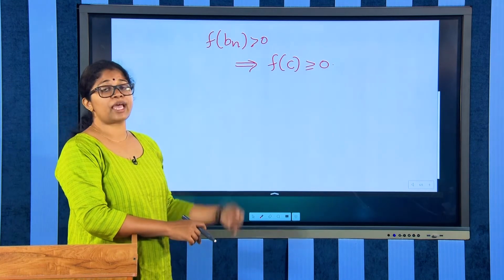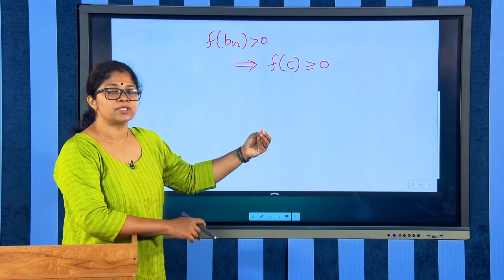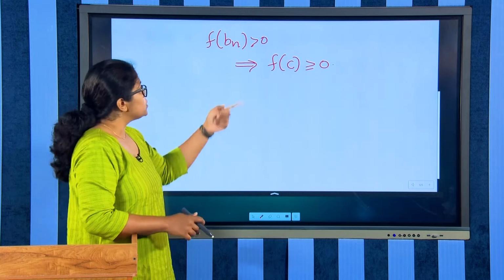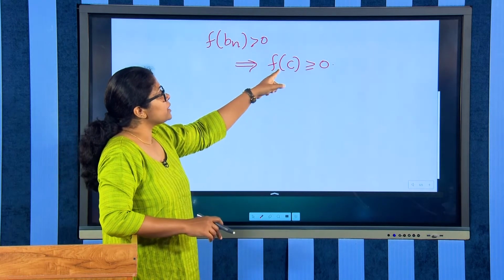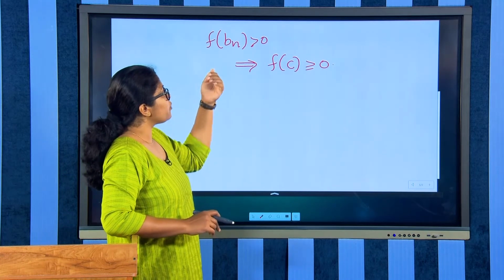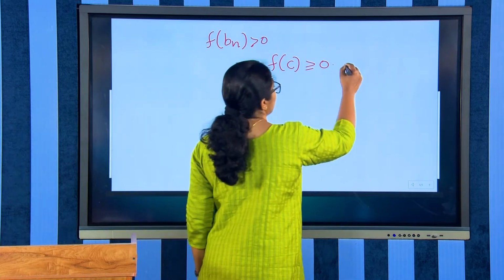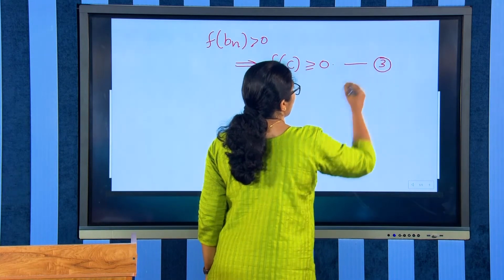For example, if we have 1 by n as the sequence, each 1 by n is positive, but the limit is 0. So f of Bn greater than 0 indicates that f of C should be greater than or equal to 0. And f of An less than 0 indicates that f of C should be less than or equal to 0. So this can be inequality number 3.